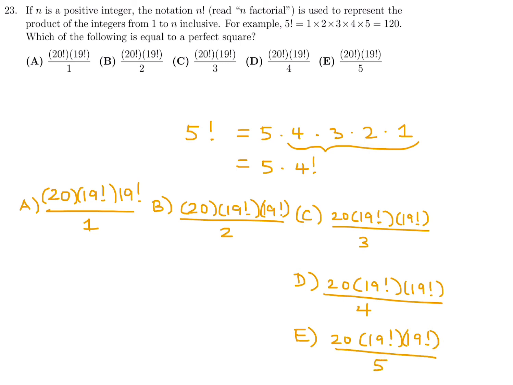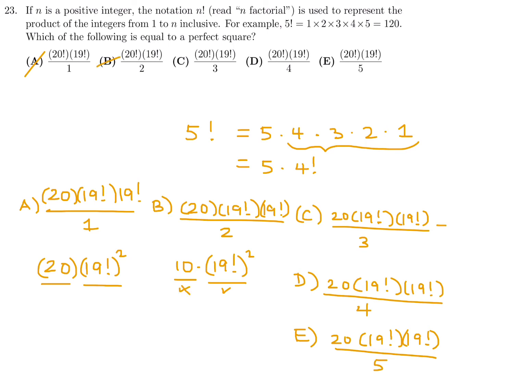So which one? Well, A becomes 20 times 19 factorial squared. If this is a perfect square, this would have to be a perfect square, and this would have to be a perfect square. This is because it's something squared, but 20 is not a perfect square, so A is not the right answer. The next one, if you do the division, it becomes 10 times 19 factorial all squared. For this to be a perfect square, both of these would have to be perfect squares. This is not. So B is gone.